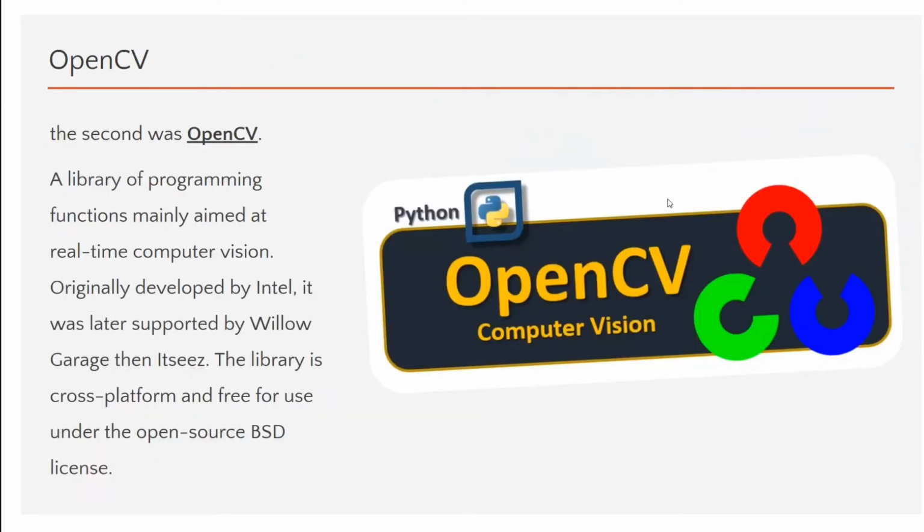The second was OpenCV, a library of programming functions mainly aimed at real-time computer vision. Originally developed by Intel, it was later supported by Willow Garage and Itseez. The library is cross-platform and free to use under the open source BSD license.